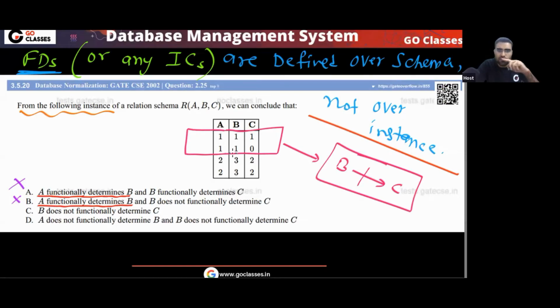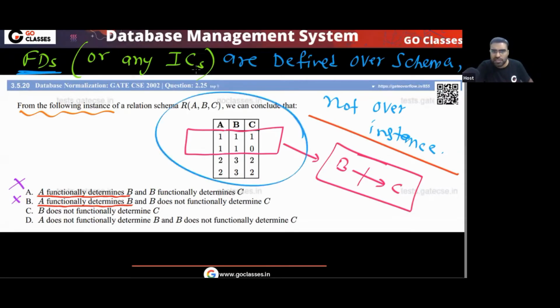Tell me one thing. When can you say that some functional dependency will hold on the schema? When every instance will satisfy it. When every legal instance will satisfy that FD. Very simple. So remember, some functional dependency will hold on the schema if every legal instance will satisfy that functional dependency.